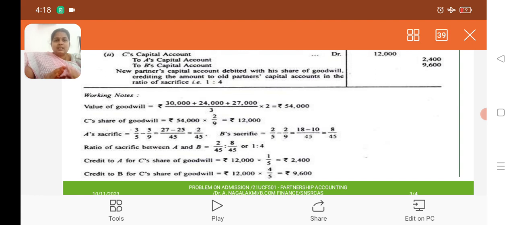So this is the solution for the problem. This is a case study on the problem on admission of a partner.